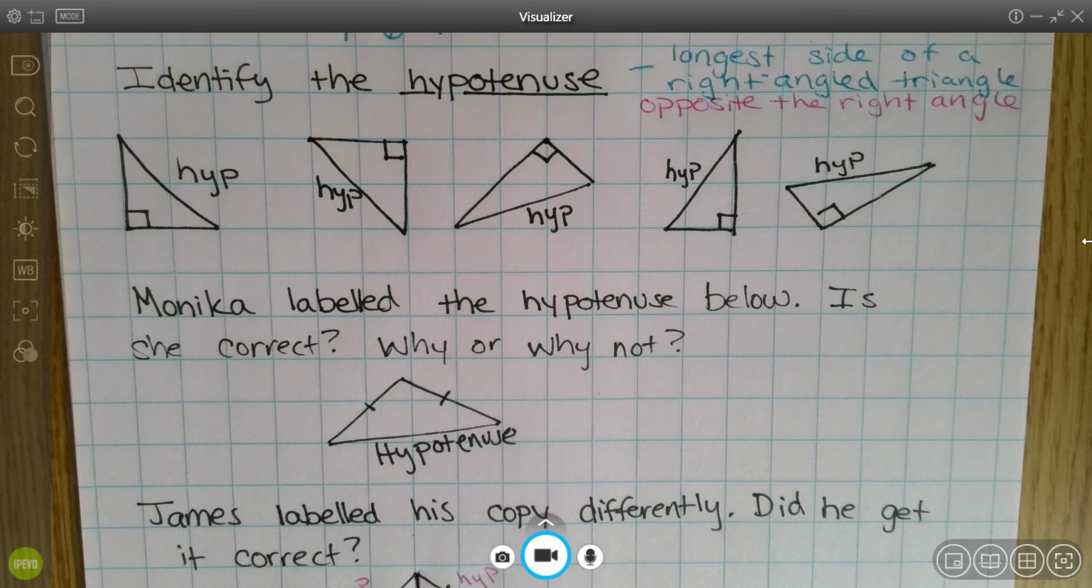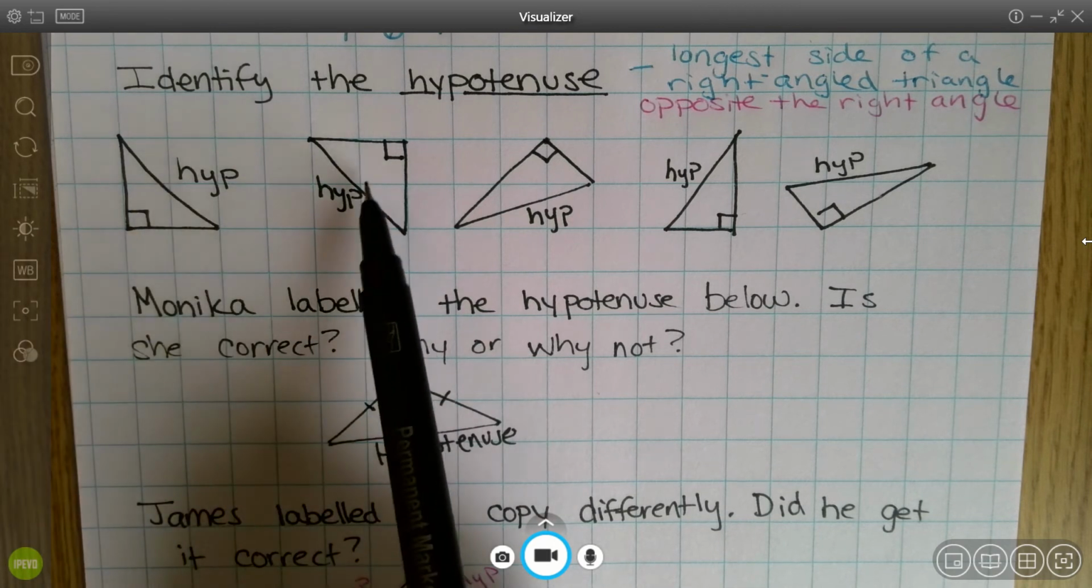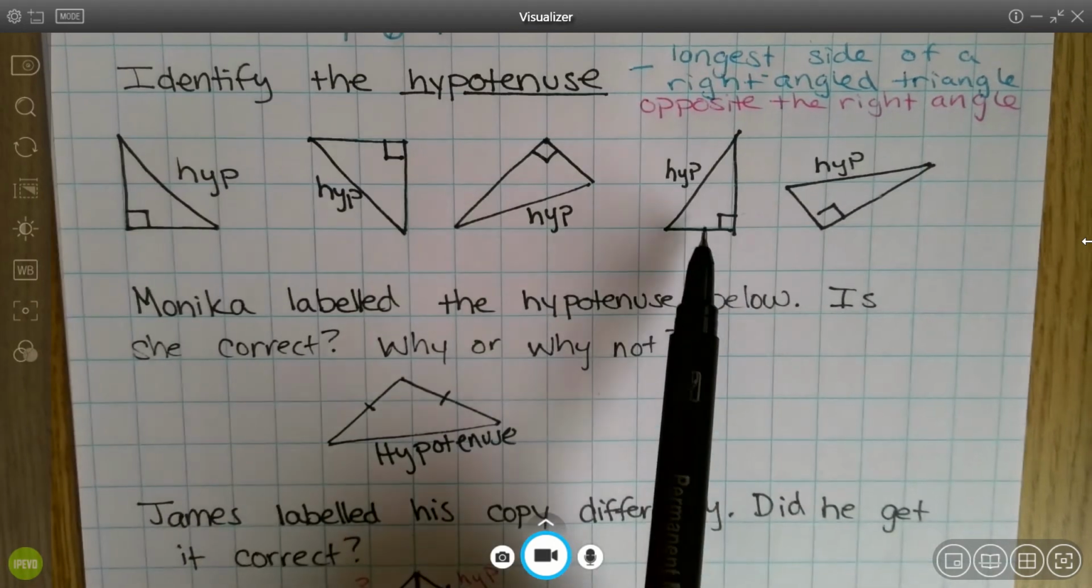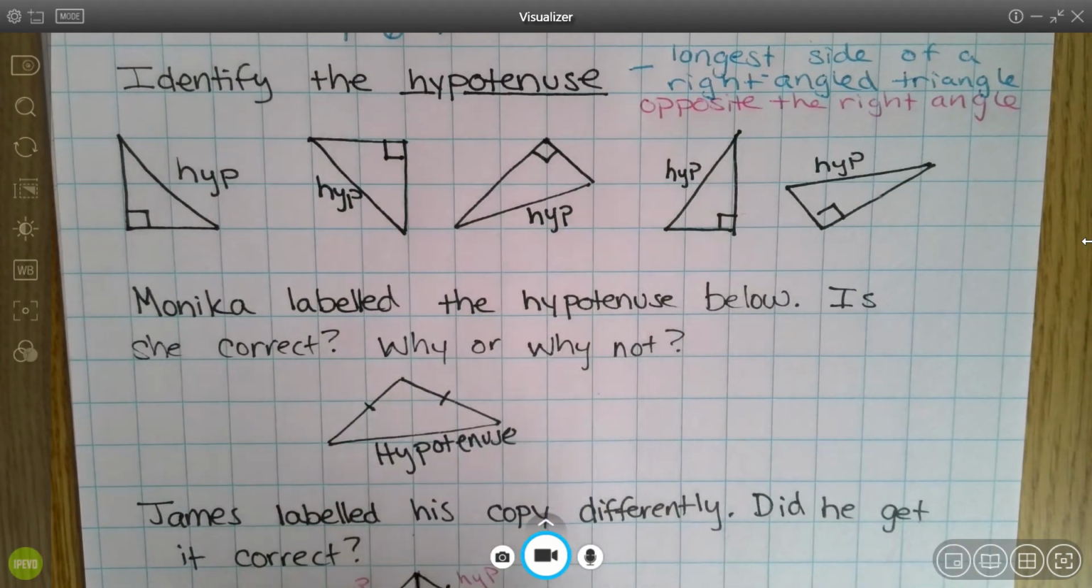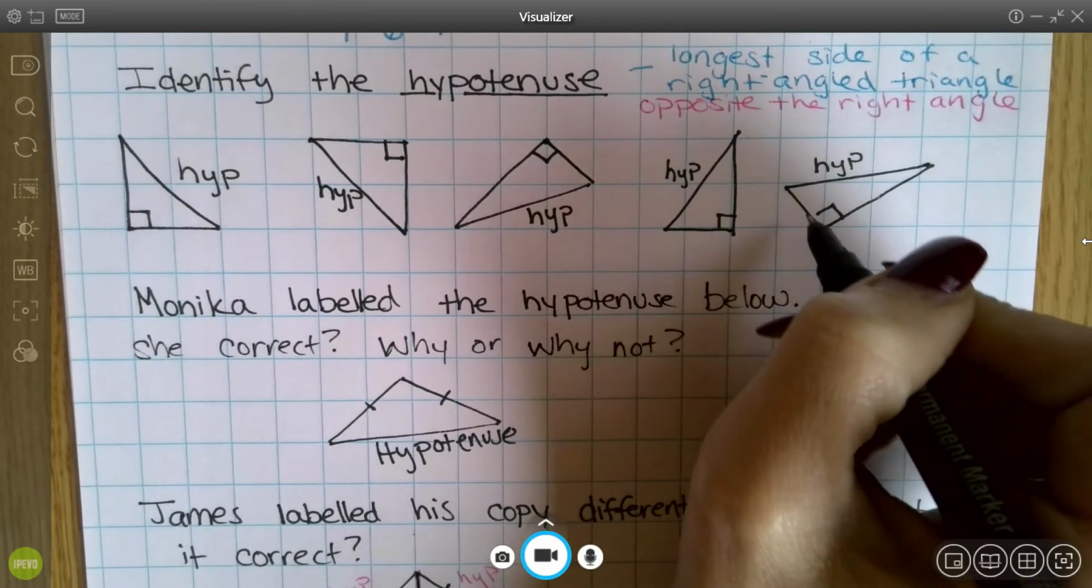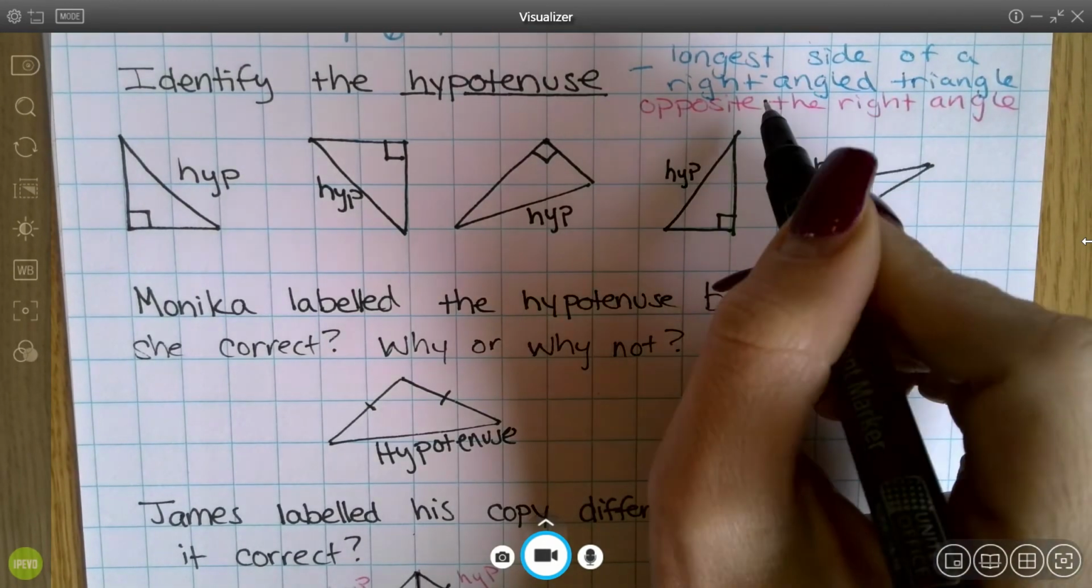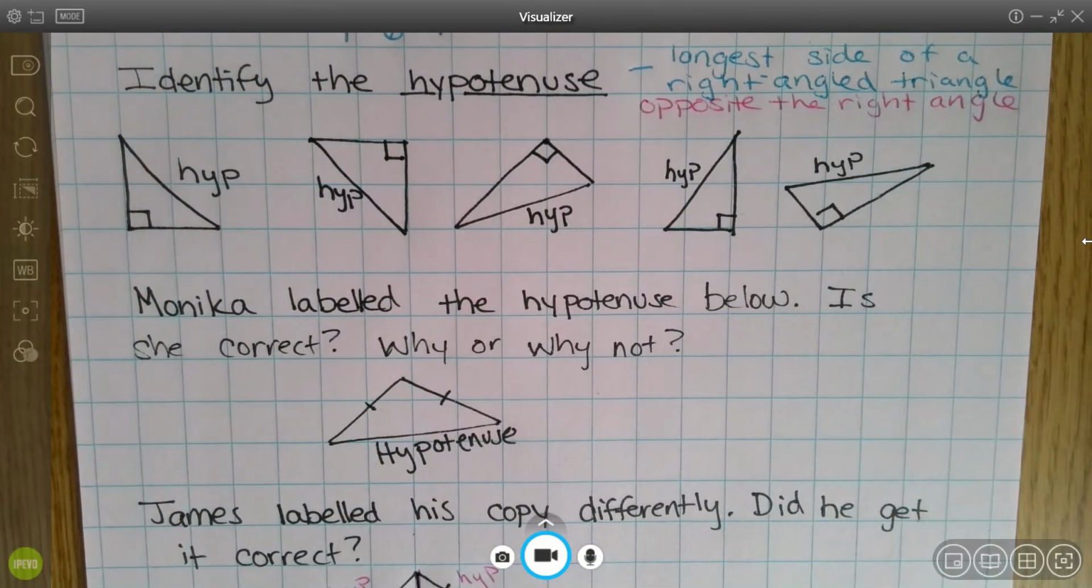Okay, go ahead and check your answers. Those are all the hypotenuses labeled correctly. As you can see, following the instructions, they are opposite the right angle, which is the two lines that meet at a perpendicular, or 90 degrees. So remember, lines that meet at a perpendicular, that means they're 90 degrees, and we call that a right angle.